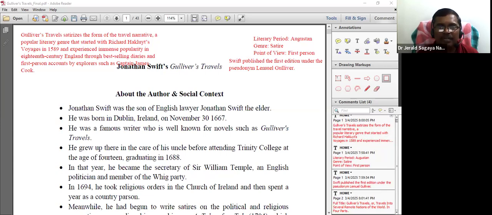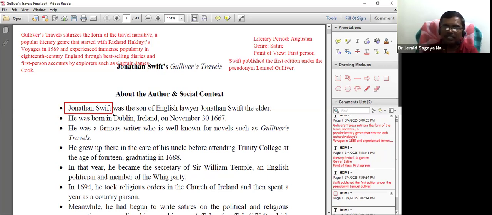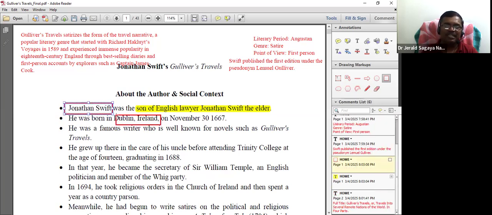Now, that's good. We will go with the author introduction. The author of this particular novel is Jonathan Swift. Who was Jonathan Swift? Jonathan Swift was an Irish-born English writer, and he was the son of an English lawyer, Jonathan Swift, the elder, and this man was born in Dublin. That's why we say Dublin born. He was born in Dublin on November 30th, 1667. And he became very famous with this work titled Gulliver's Travels.